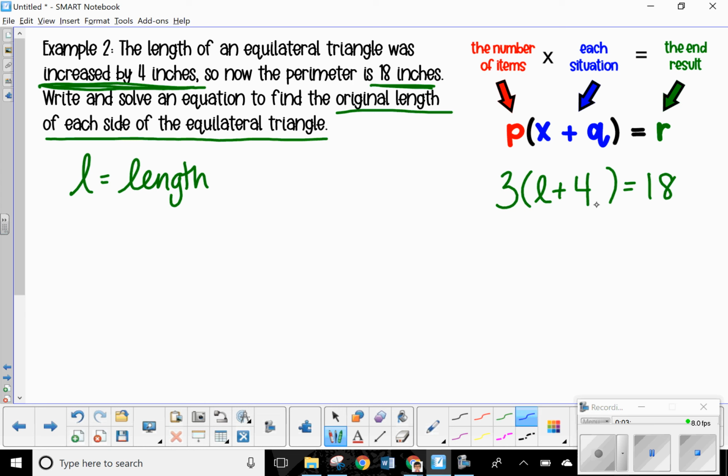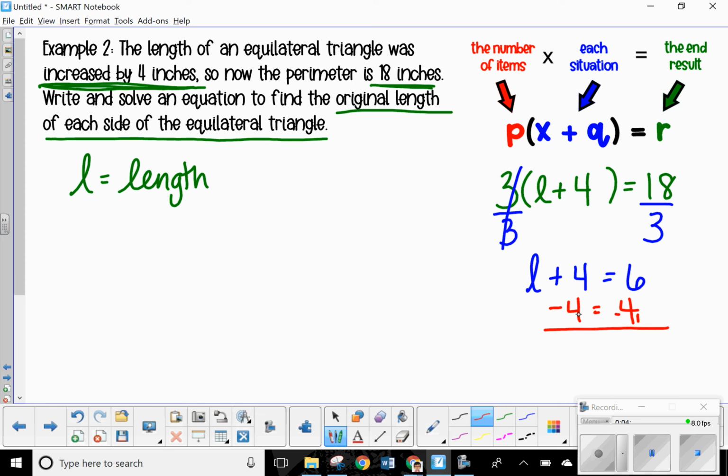This is a two-step equation with grouping symbols. We know we're going to divide out by the factor P first. So 3 divided by 3 divides out to 1. So L plus 4 is going to equal 6. Now we're going to solve this one-step addition equation. To undo addition, we are going to subtract 4 on both sides of the equation. So 4 minus 4 makes 0, so we're left with L on the left, and 6 minus 4 is 2. So our answer is the original size was 2 inches.